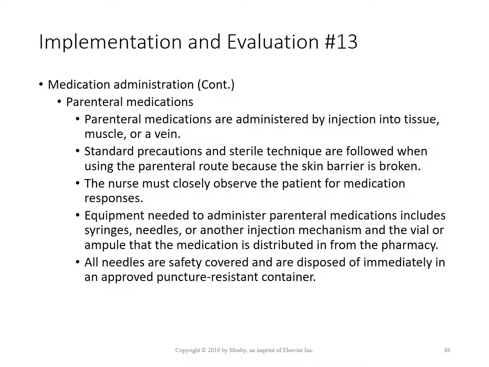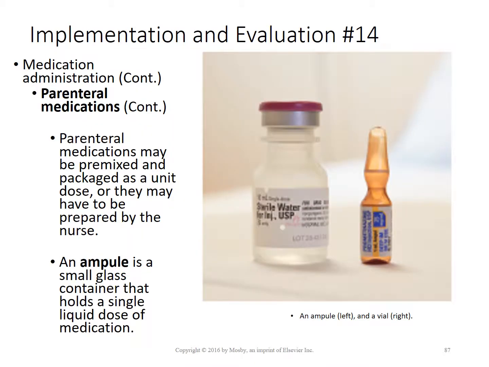Then we have to properly choose the equipment. We have to observe safety requirements so that no one gets punctured with a needle that has blood on it after it's been used on a patient who may or may not have hepatitis or HIV disease. Okay, so parenteral medicines include things that come in either vials or ampules.